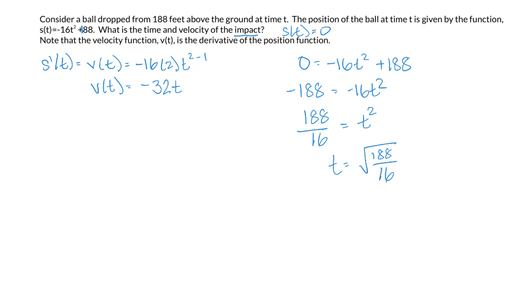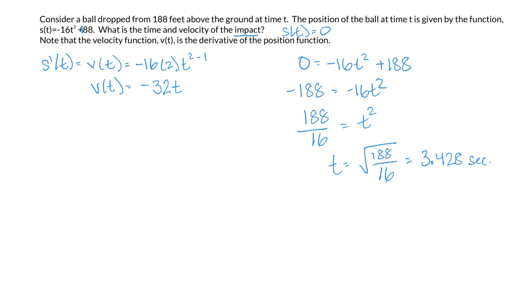So if we use our calculator, square root of 188 divided by 16, we get t equals 3.4. My writing's messy sometimes. We'll do 3 decimal places. So 3.428. And this is in seconds, I believe. Let me see. You know what? It doesn't say, but usually would be in seconds. It says feet at time t.